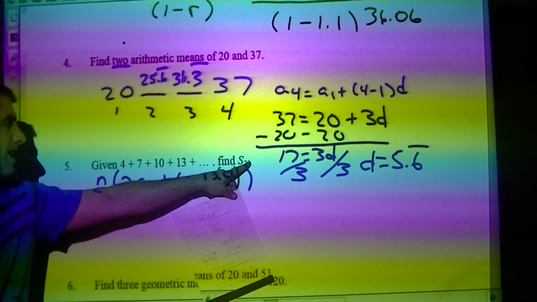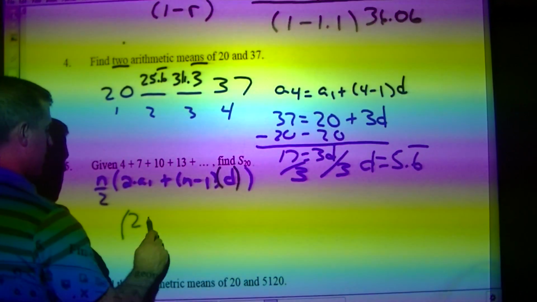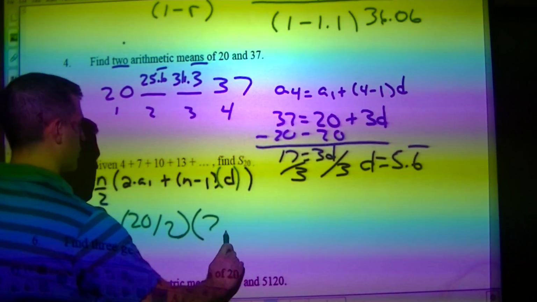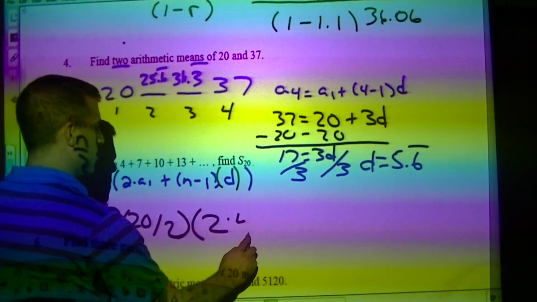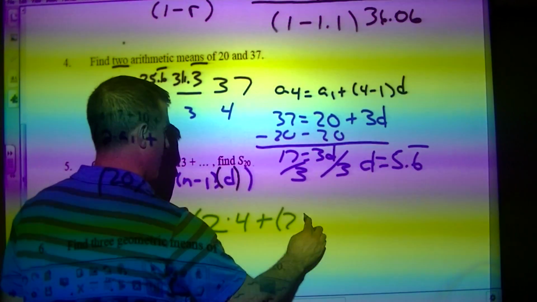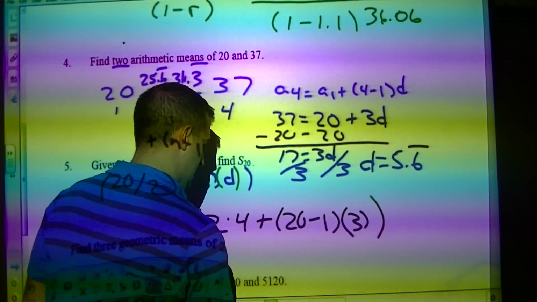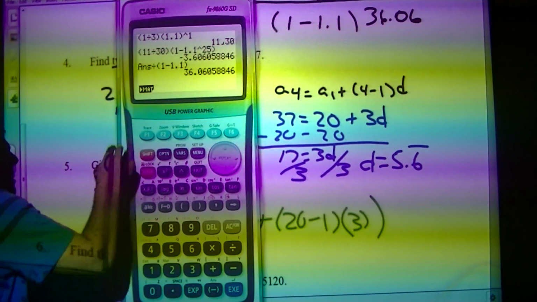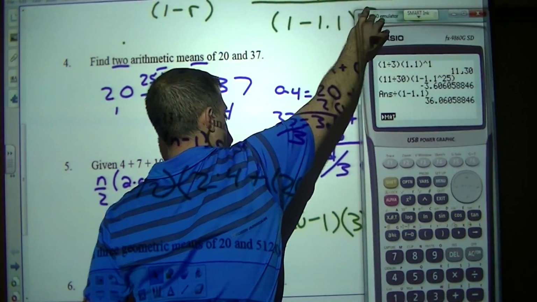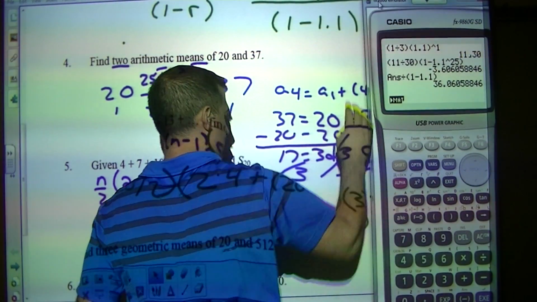Now, how many terms do I have? I have 20, so I'm going to have 20 divided by 2, times 2 times A1, which is 4, plus 20 minus 1, and that difference there is 3, and that's how I would type it. Okay.